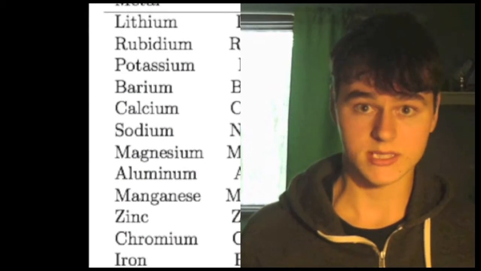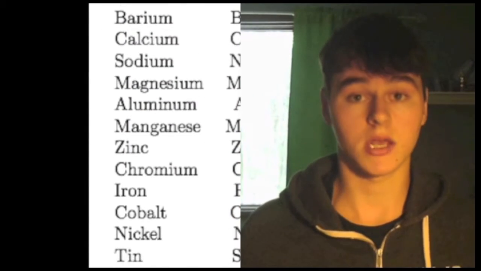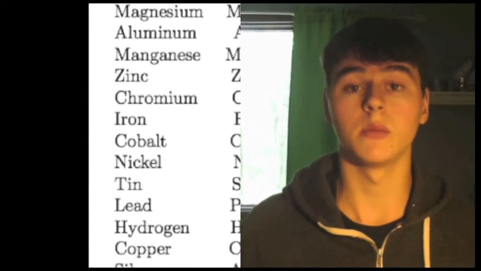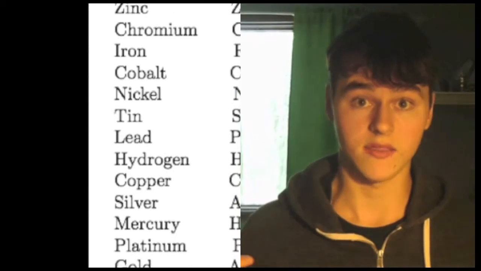In order to tell whether a certain metal will be able to be oxidized, we use what's called the activity series, which is just a list of elements. So in the activity series, any metal can be oxidized by any element below it in that chart.